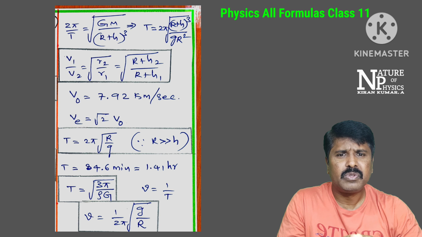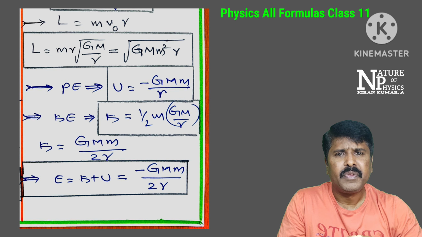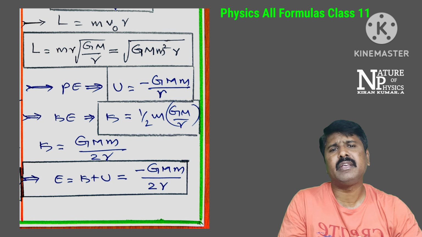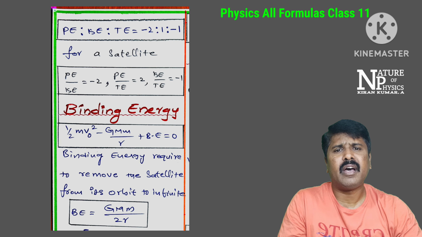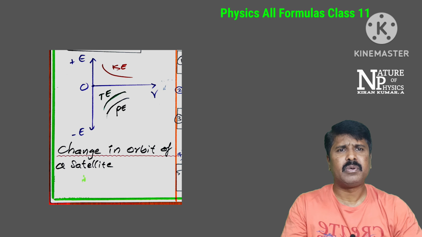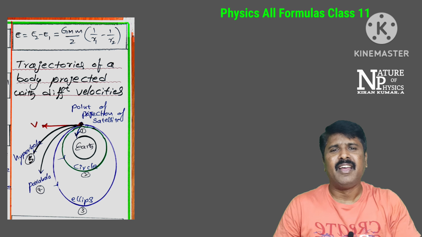Relation also I gave you, student. And time period frequency relation also I gave you. And next one, angular momentum also I gave you, student. Angular momentum L is equal to r bar cross p bar, that is L is equal to mv naught r. And the ratio of potential energy, kinetic energy, total energy, and also binding energy formula I gave you, student, clearly. The gravitational kinetic energy, potential energy, total energy graph is also given clearly on the screen.